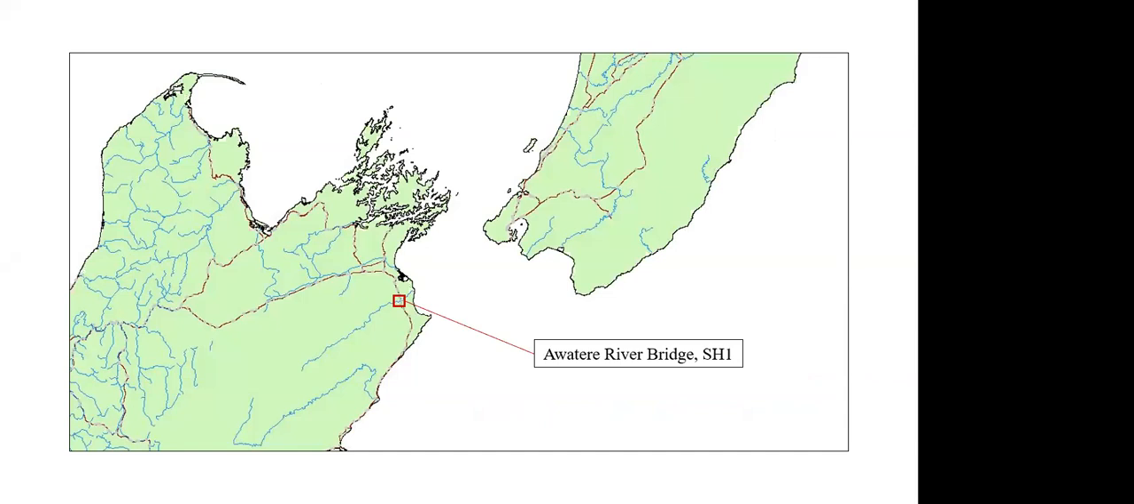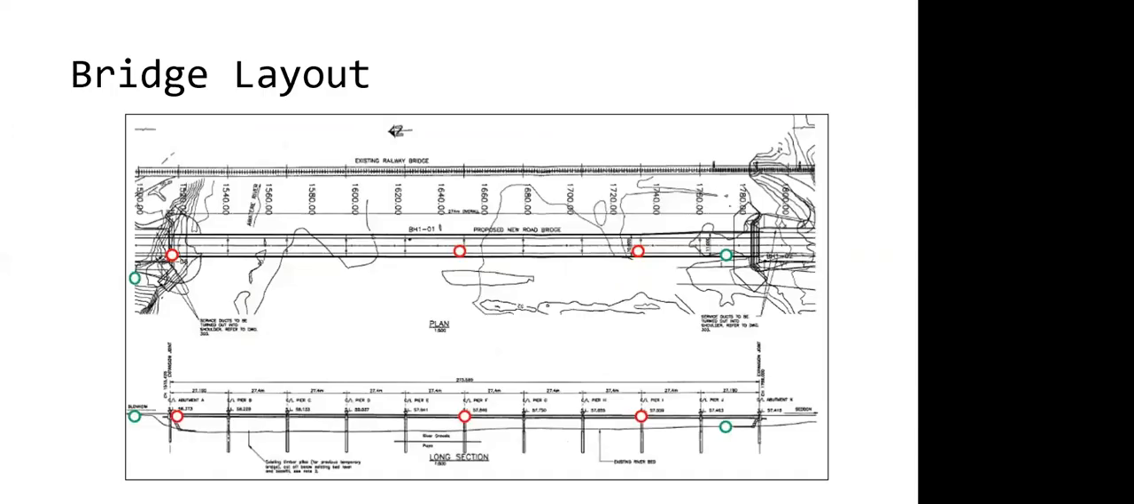Just to give you a little bit of context of where the bridge is located, this is a map of the north of the South Island. As you can see here, highlighted in red, that's the location of the Awatere River Bridge, located in the north of the South Island on State Highway 1. It's crossing the Awatere River. And this is the bridge layout.